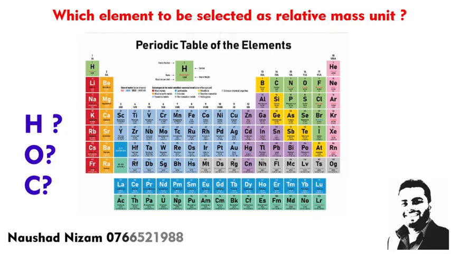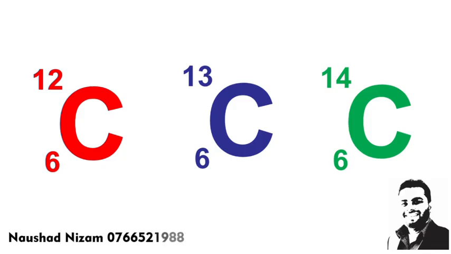Now, going back to the relative concept which I explained before, which element should be selected as the relative mass unit? Scientists looked at different elements found in the modern periodic table, and they selected hydrogen, then oxygen, and finally they selected carbon. But there was a problem when selecting the carbon atom, because carbon has isotopes. Do you know what an isotope is? The same element with different masses, that is, different mass numbers.